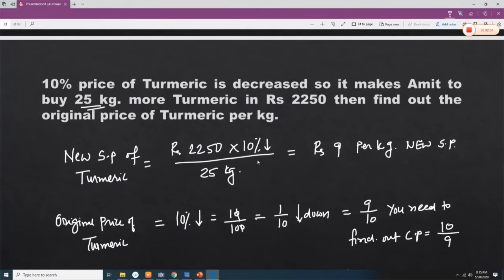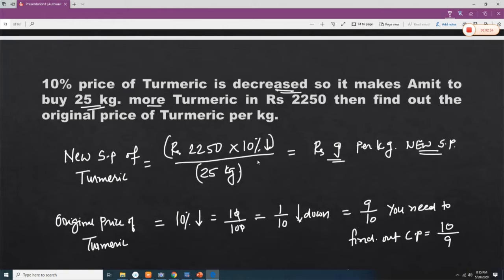10% price of turmeric is decreased, so it makes Amit buy 25 kg more turmeric in rupees 225. Then find out the original price of turmeric. Now rupees 225, 10% decrease, that is the value. With this price he is purchasing 25 kg, so 9 rupees per kg is the new selling price.